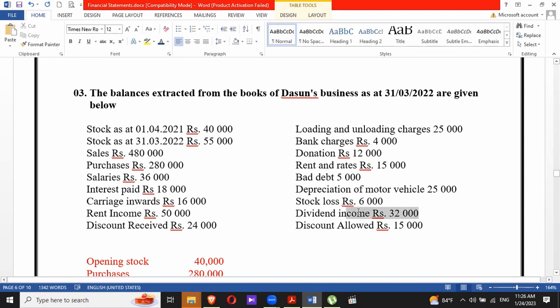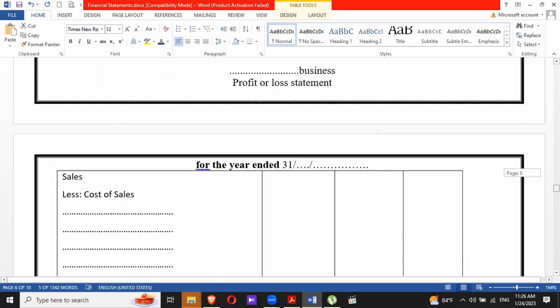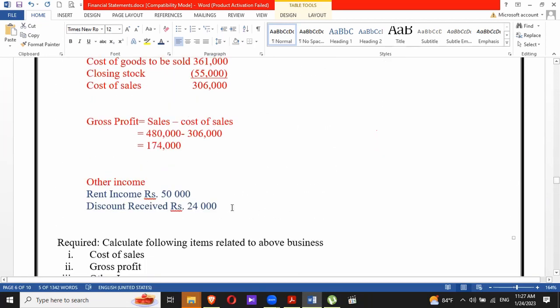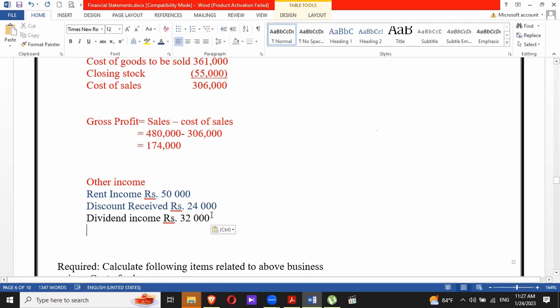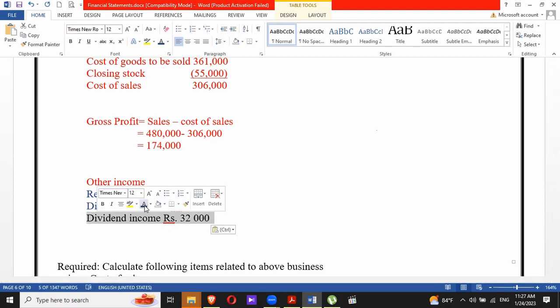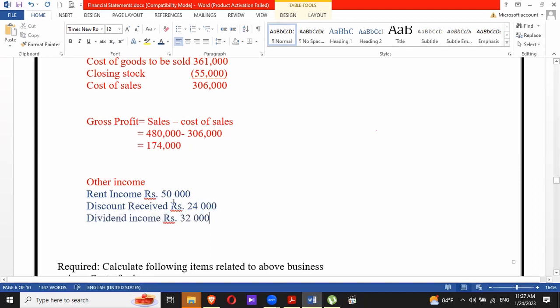Dividend income, another one is there. So you can take that dividend income, rupees 32,000. After these 2, you can mention that dividend income 32,000. Right now, you can take the total for the other income. Altogether, there are 3 other income given: 50,000, 24,000 and 32,000. If you take the total, you can calculate the total of other income.